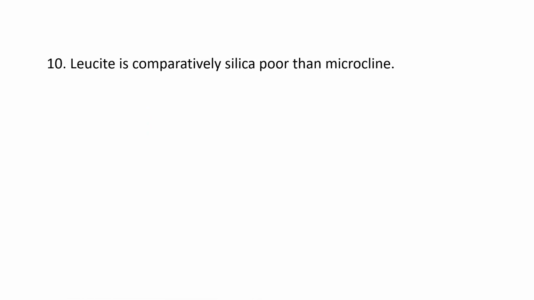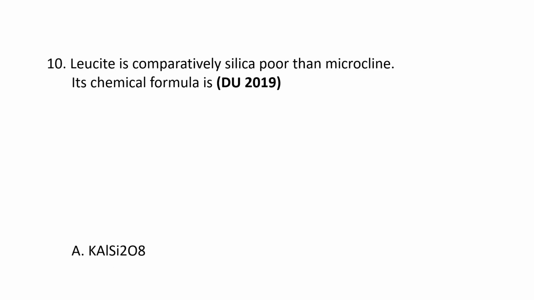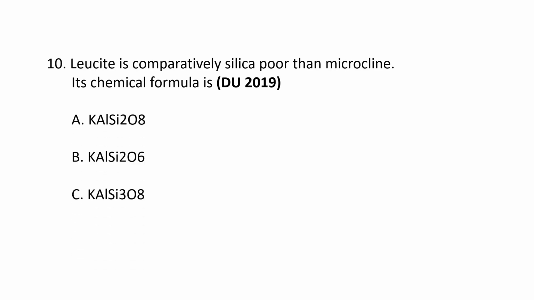Next question. Leucite is comparatively silica poor than microcline. Its chemical formula is A. KAlSi2O8, B. KAlSi2O6, C. KAlSi3O8, and D. KAl2Si3O8. Leucite's chemical formula is KAlSi2O6. B is the correct option.